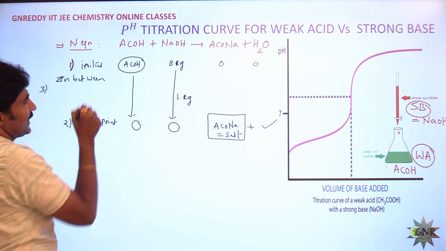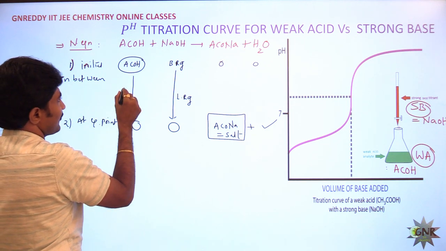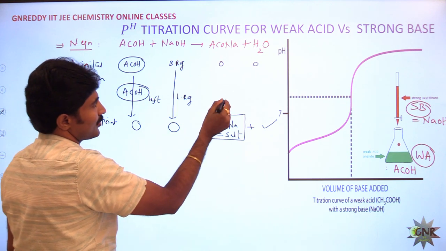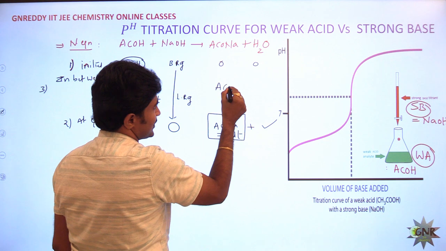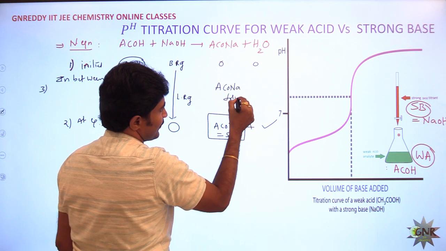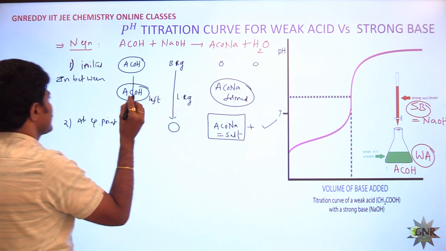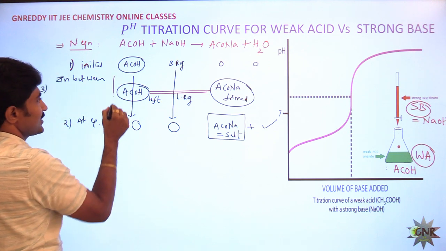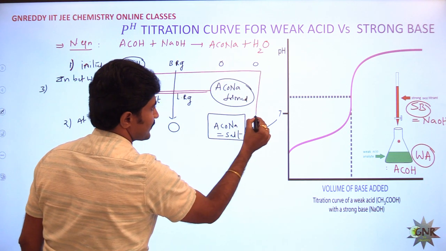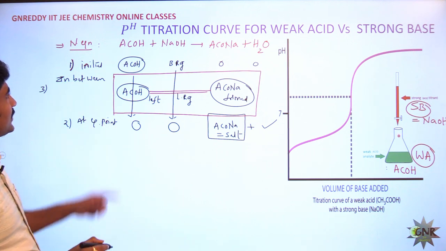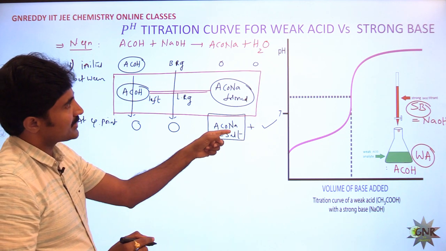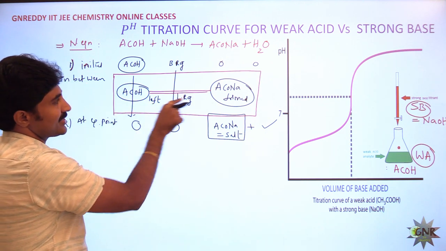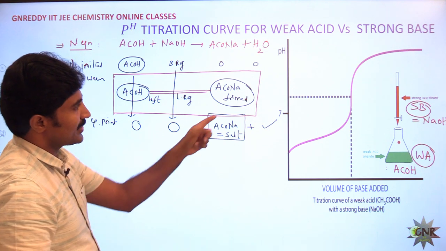And in between initial and equivalence point, what happened here? Acetic acid is left, it is not completely consumed, and sodium acetate is also formed. This mixture will be there in between the initial and equivalence point. So at the initial stage only acetic acid, at the equivalence point only salt will be there, but in between, left acetic acid and sodium acetate will be there.